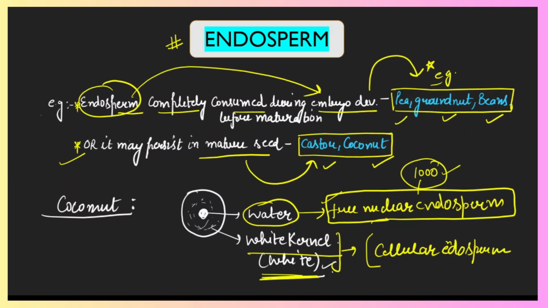Okay, so what is cellular endosperm? We have discussed cellular endosperm when the nuclei form the cell wall around it. So that endosperm is called the cellular endosperm. The white kernel is cellular endosperm, and the coconut water is basically a free nuclear endosperm. This is all about the endosperm development or the different examples under it.